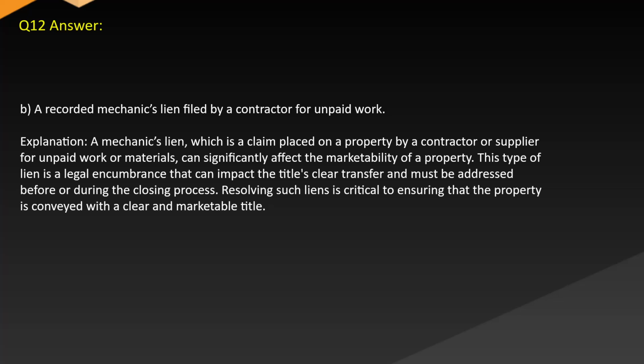Explanation: A mechanics lien, which is a claim placed on a property by a contractor or supplier for unpaid work or materials, can significantly affect the marketability of a property. This type of lien is a legal encumbrance that can impact the title's clear transfer and must be addressed before or during the closing process. Resolving such liens is critical to ensuring that the property is conveyed with a clear and marketable title.